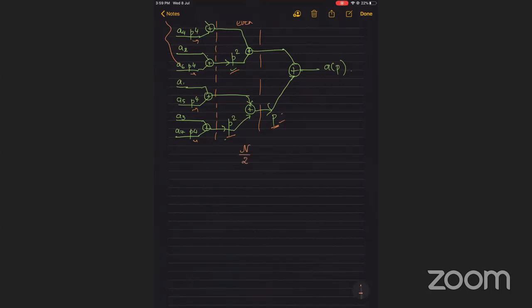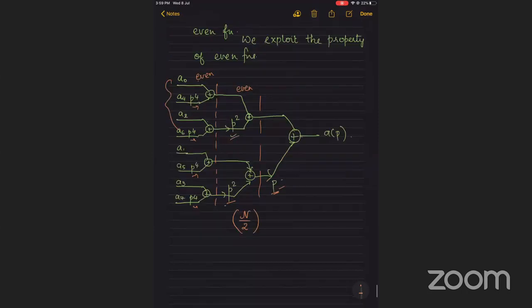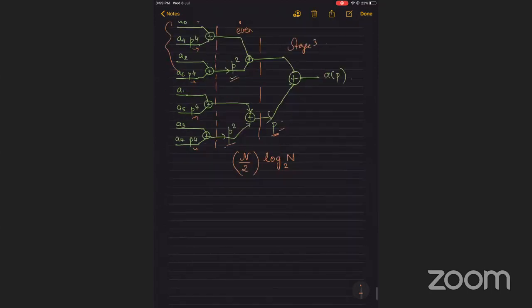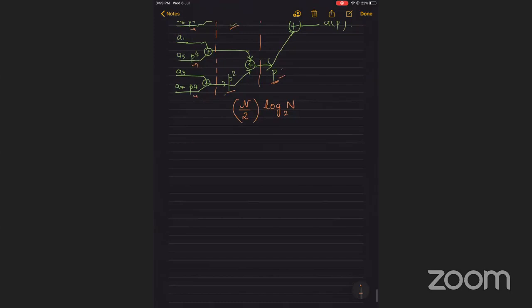And how many stages do I have? There were totally 8 points. This is stage 1, stage 2, and stage 3. How is 8 related to 3? We are going to look at log n base 2. If you look at log 8 base 2, I'm going to get 3. So that is why we said we are going to look at the sequence to be of length 2 power r.